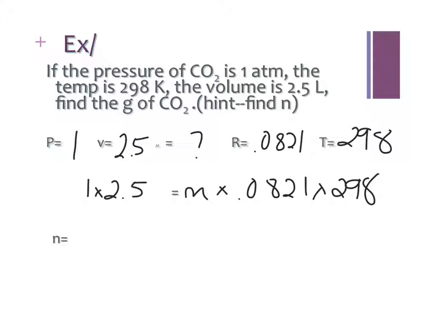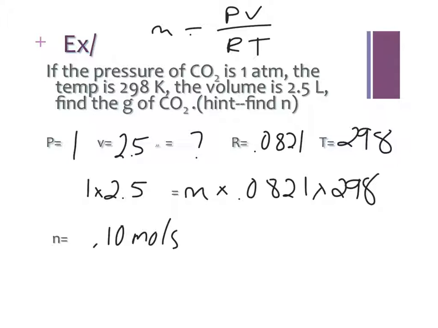Again, if anybody wanted to, n would be equal to PV over RT if you prefer to do it that way. So do the side that doesn't have a variable first. So 1 times 2.5 is just going to be 2.5. We're going to divide it by 0.0821. We're also going to divide it by 298. Again, wait till the end to round here. Okay, so I'm going to go ahead and just do this to my normal 2 decimal places. Probably should have given you more detail on the atmospheres and said like 1.0. But this is 0.10 moles.